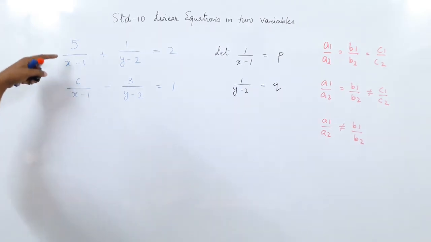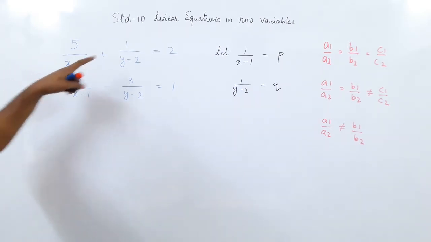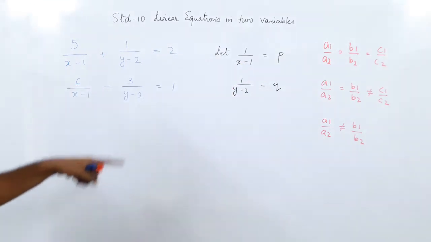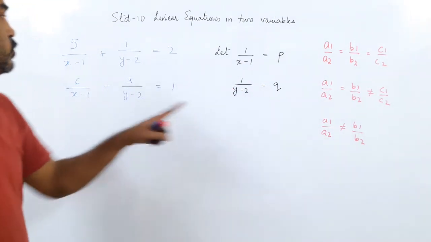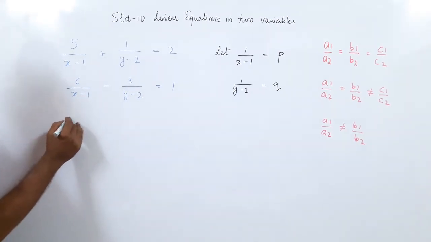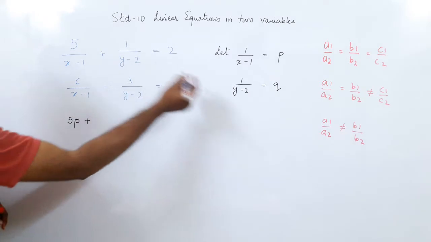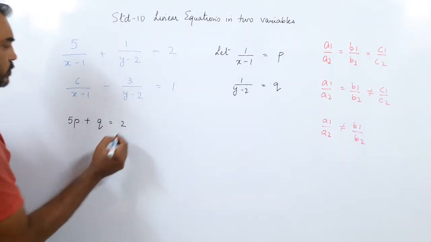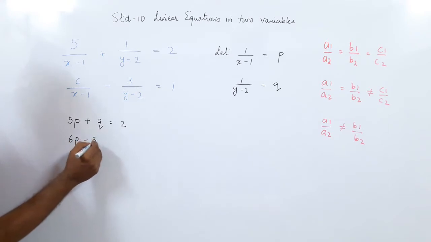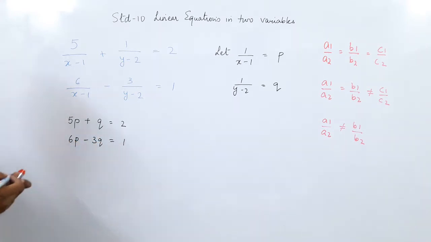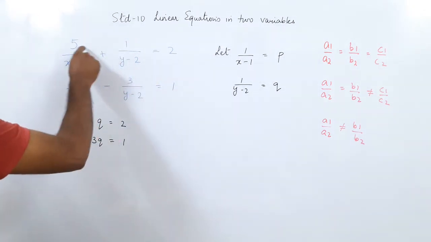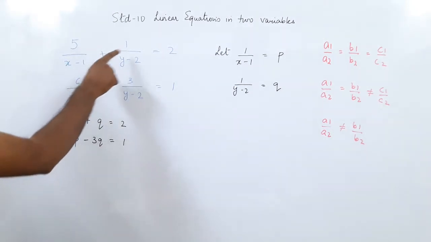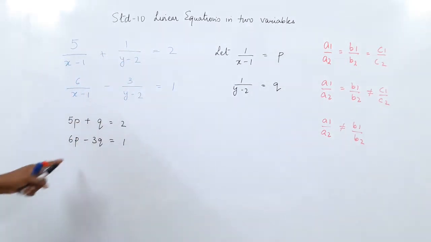Can you notice this? I have got denominator x minus 1. So I took 1 upon x minus 1 equal to p and 1 upon y minus 2 equal to q. So this equation now becomes 5p plus q equal to 2 and 6p minus 3q equal to 1. So we have changed the form of the equation. 1 upon x minus 1 is p, so 5 into this is 5p. Now we can solve this with any method, elimination or substitution.